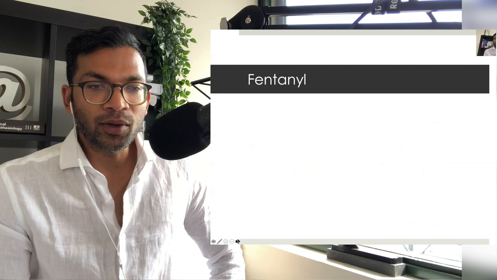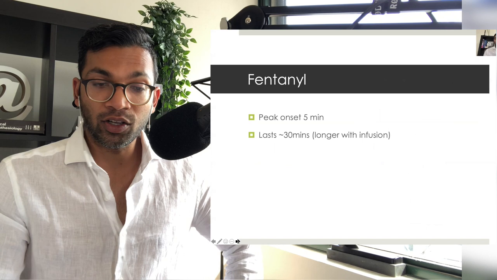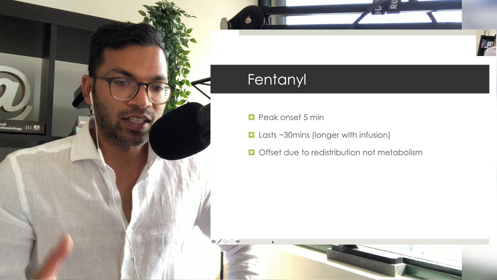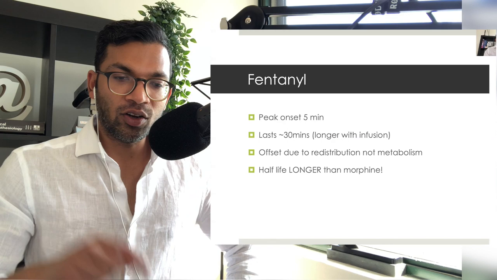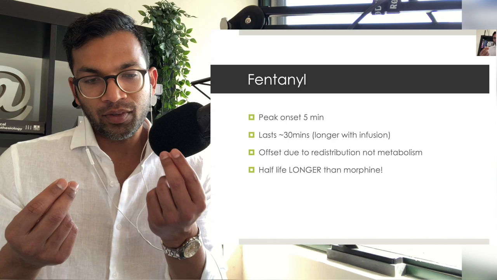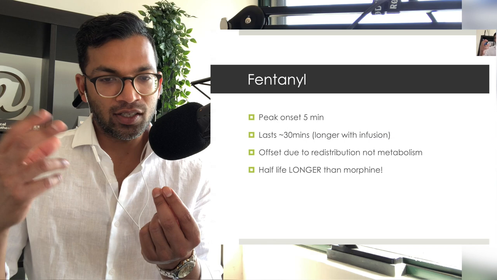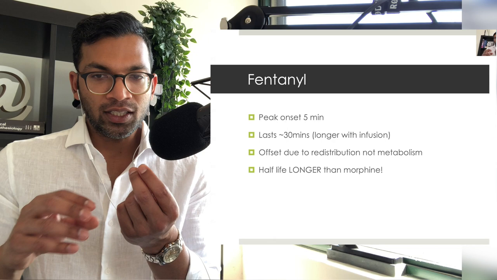The most common one you'll use is fentanyl: peak onset 5 minutes, lasting about 30 minutes or longer depending on the infusion. Its offset is really interesting. It's due to redistribution and not metabolism. It's so weird, because the half-life of fentanyl is longer than morphine. Imagine two substances, morphine and fentanyl. Morphine just sticks around in the vessel, exerting an effect until the liver and kidney get rid of it. But fentanyl, because it's so lipid soluble, just disappears into the fat and other muscle. So it gets out of the system because of its lipid solubility.